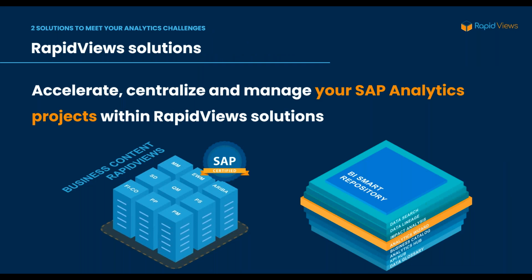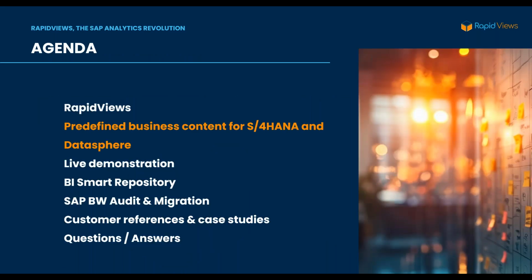So two main solutions, business content and the BI Smart Repository. Business content is a set of predefined data marts that accelerate your SAP Analytics project. And the BI Smart Repository is a cloud-based platform where we centralize and manage all the analytics components. So first, let's talk about our predefined business content for S4HANA and SAP DataSphere.